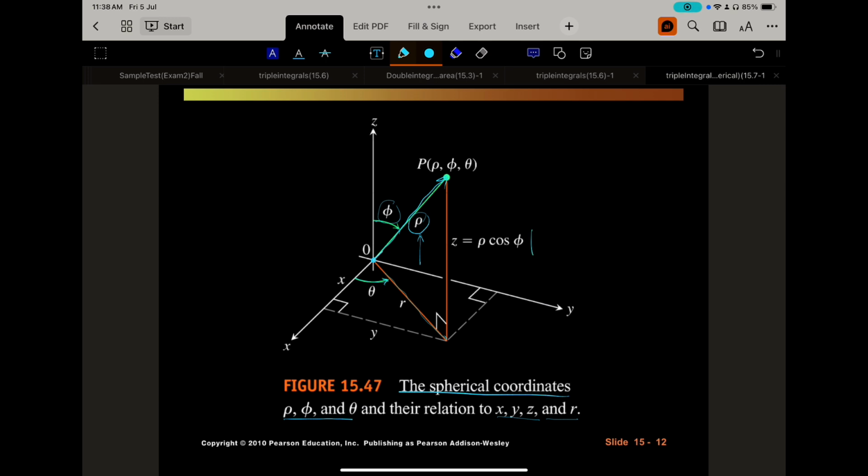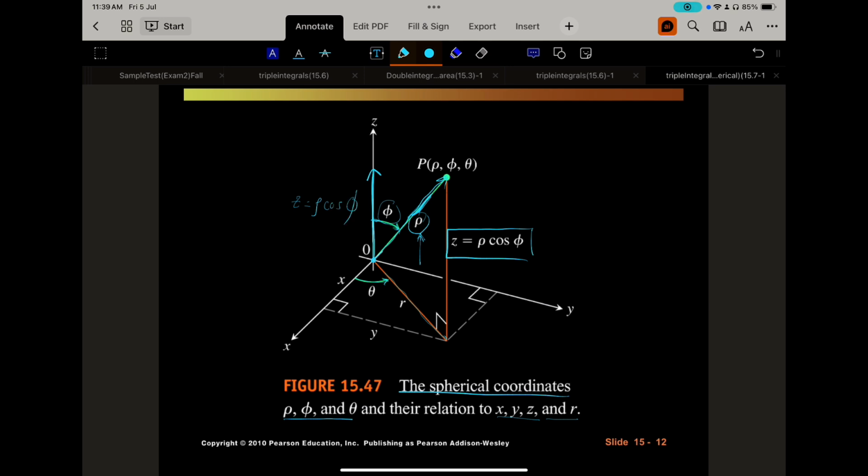Now there are some relationships here, as you can see. z equals rho cosine phi. This is rho. It's basically obvious. You have rho, and we want to find this adjacent distance. This angle is between the hypotenuse and the adjacent line, so z is going to equal rho cosine of phi.